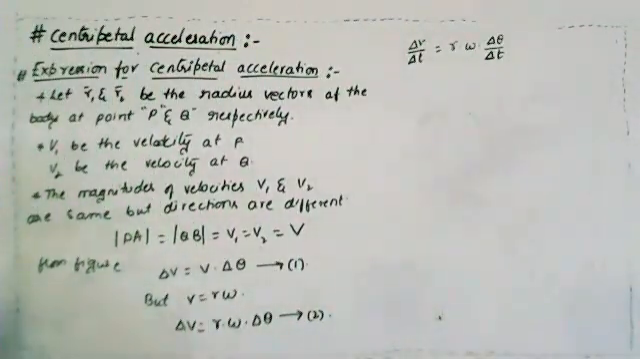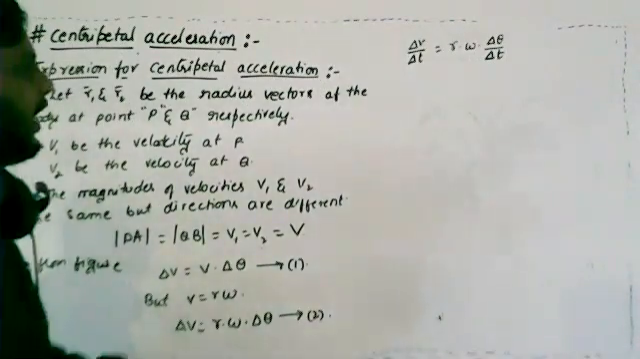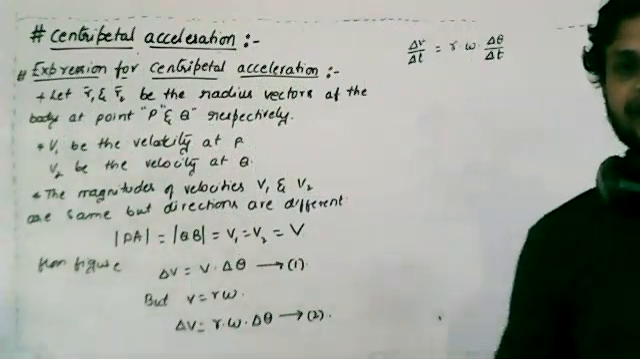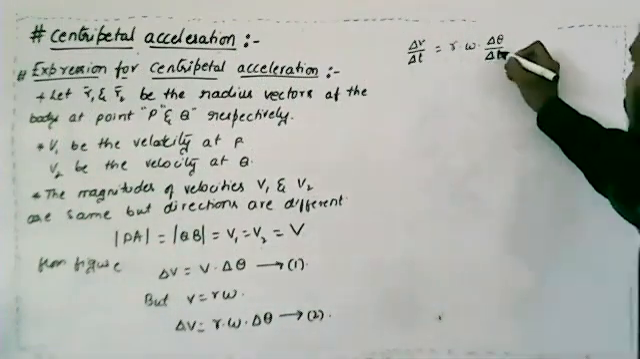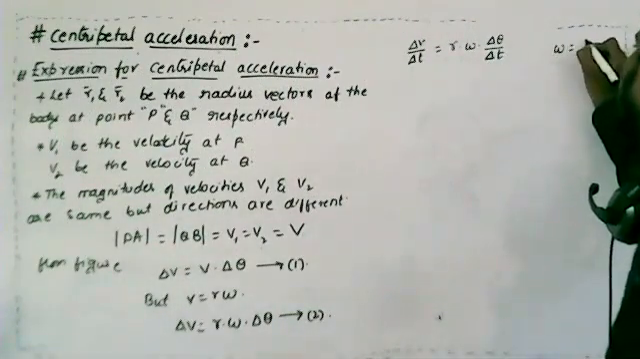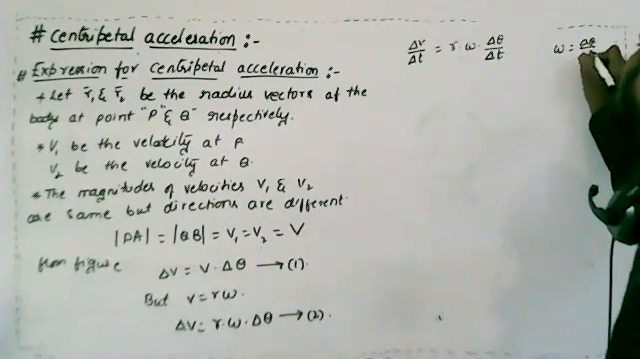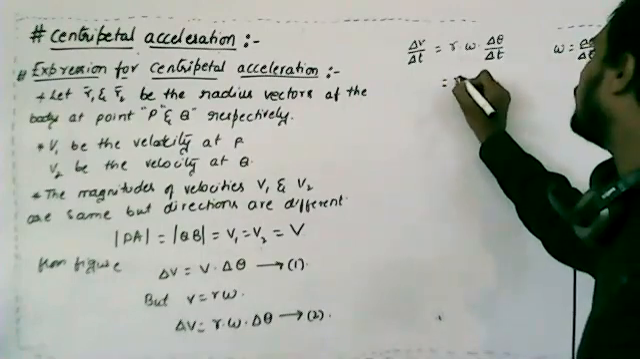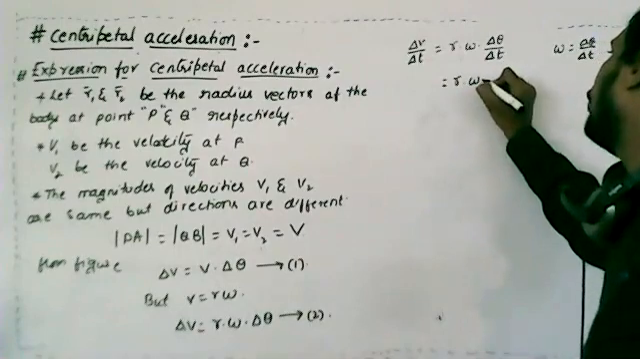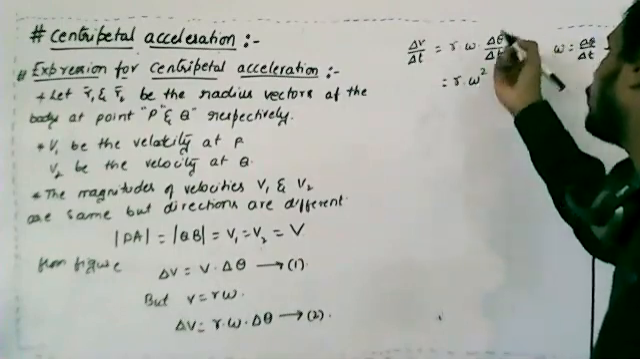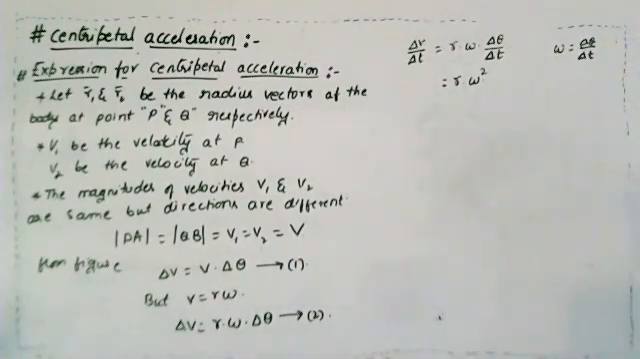Clear? So R omega into delta theta by delta t. Now delta theta by delta t is taken as angular velocity omega. So angular velocity omega is equal to delta theta by delta t. Therefore you can say it as R into omega into omega, that is R omega square. Are you clear? So it is R omega square.